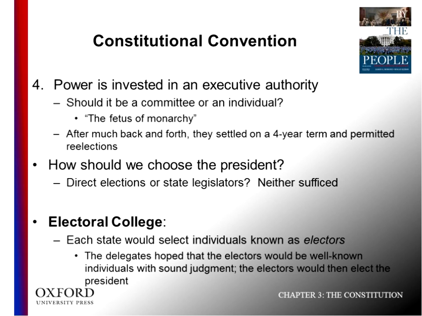So again, they met at the bar around the corner, and they decided to sit down and have a beer, and they came up with what is known as the Electoral College. The Electoral College is that each state would select individuals known as electors. And the delegates hoped that the electors would be well-known individuals with sound judgment, and then the electors would elect the president. And so that's what you saw up until about the 1820s: these electors were chosen by lawmakers in each state. So the state of New Jersey's lawmakers would select the electors.